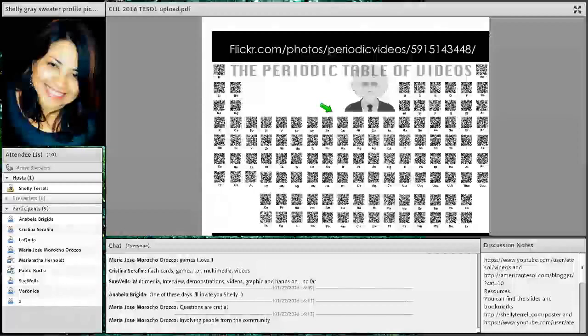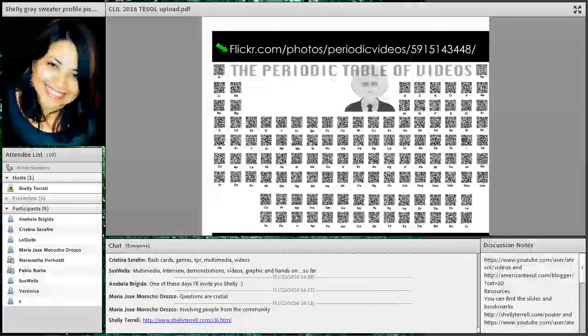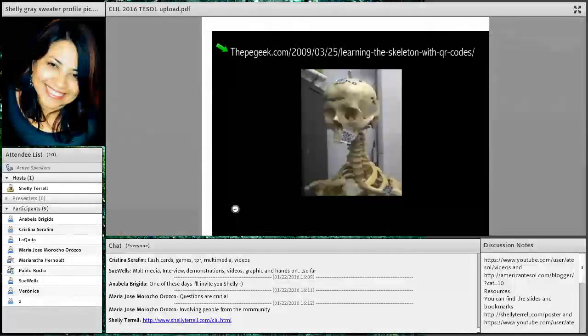So these are free apps so that you can create them, and also that way you can scan them. One of my favorite ones is this periodic table of videos. You scan that particular QR code for that element, and your students will be able to see a video. This is on Flickr, and if you're looking for all the links, don't worry. You can go to shellyterrell.com/Clil, and you'll be able to find slides and the links to these different sites.